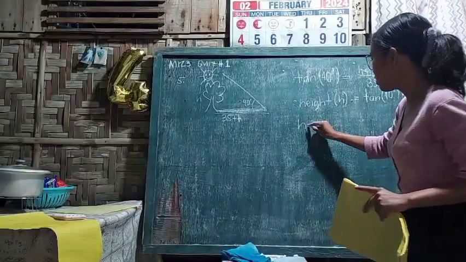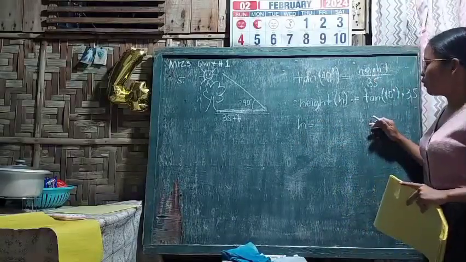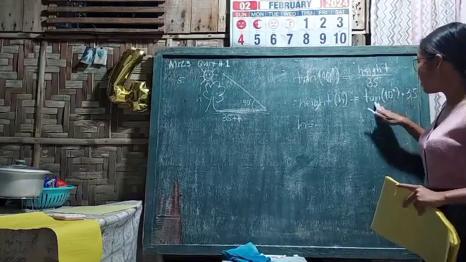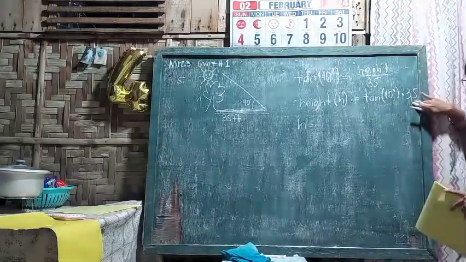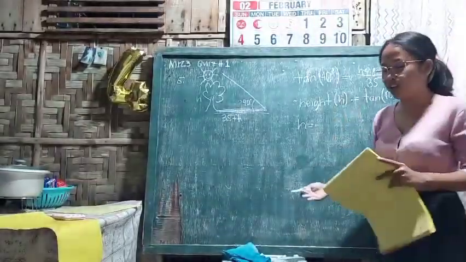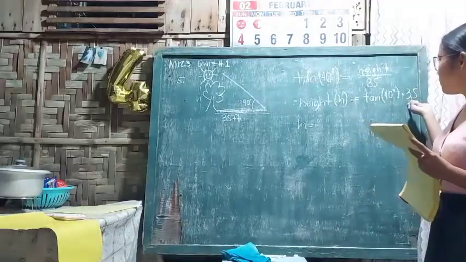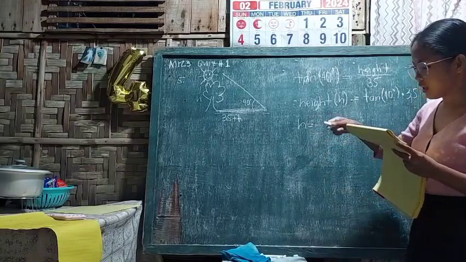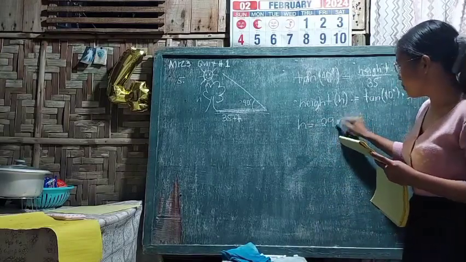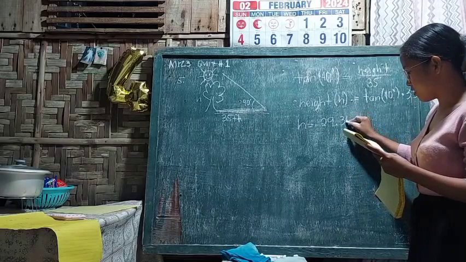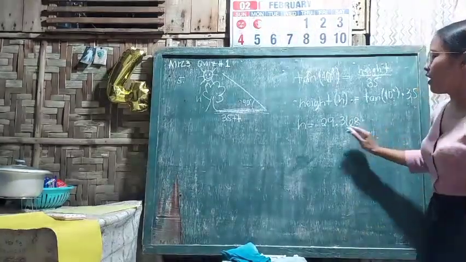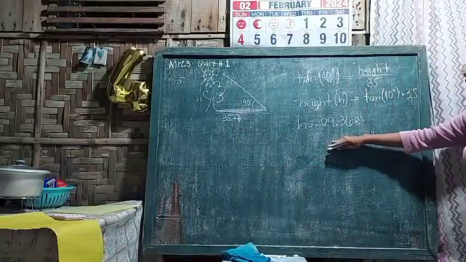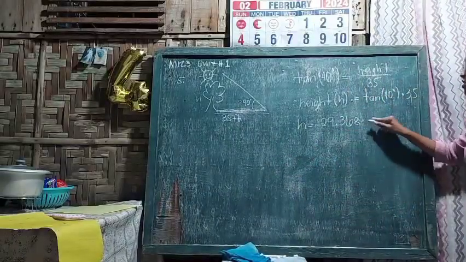Now we are going to calculate this. So tangent 40 degrees times 35. If you are using a calculator and multiply these two, it is equivalent to 29.368. So the height of our tree is approximately 29.368.